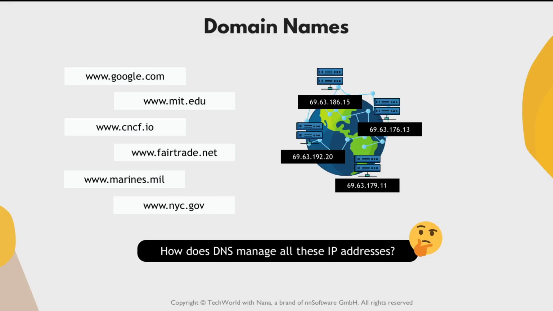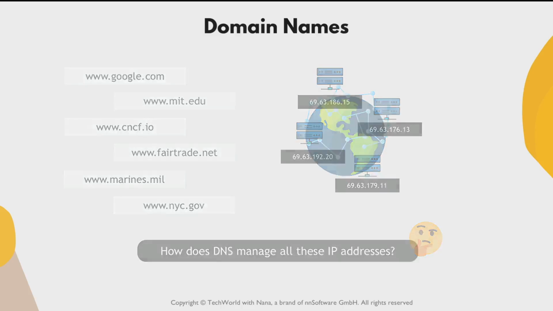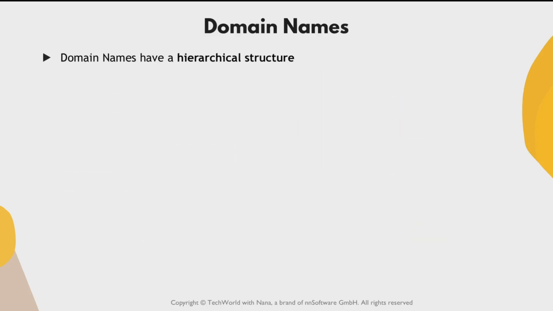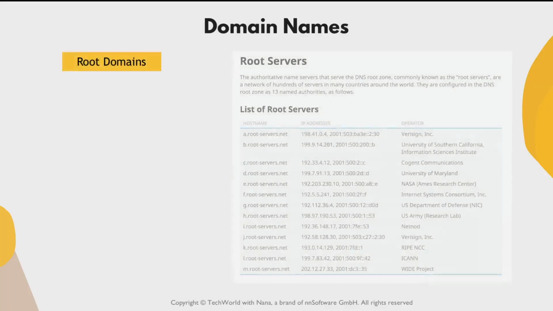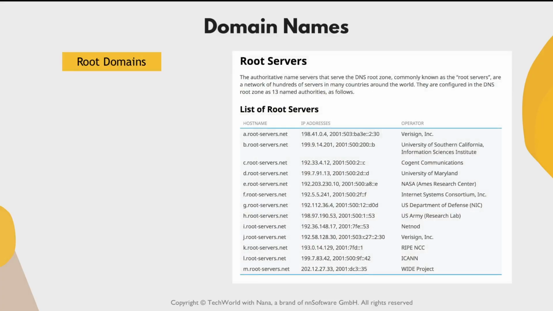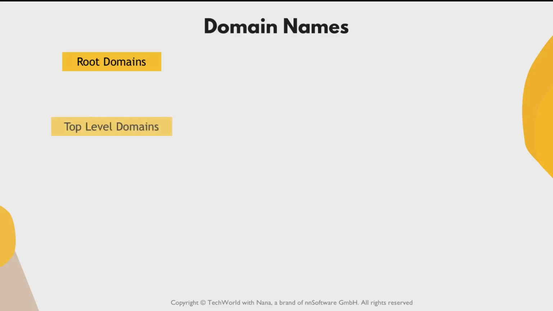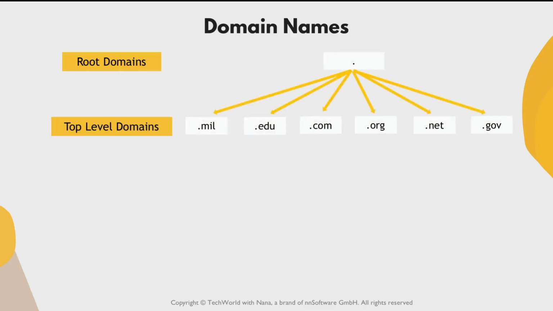DNS uses a simple policy of dividing all these names into different domains or groups. Domain names follow a hierarchical structure. There are around 13 root domains across the globe, with names from A to M, and under each root domain you have a hierarchy of what's called top-level domains, or TLDs. There are 6 original and most common top-level domains, and each domain has a specific purpose.